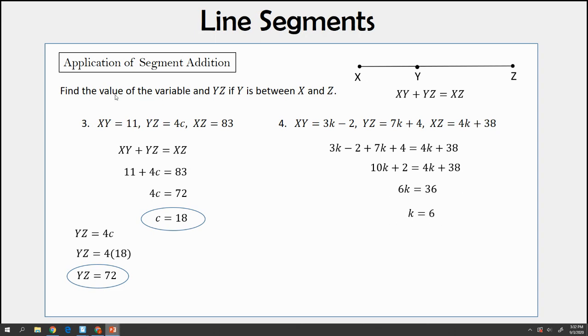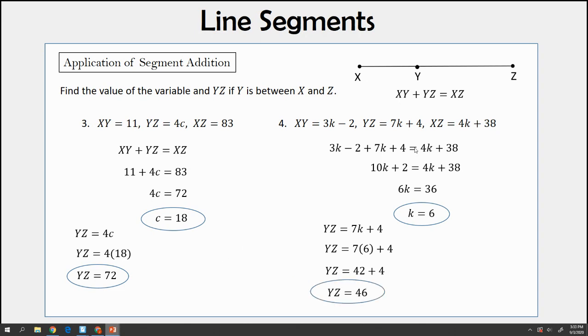Okay, so remember they said you got to find the value of the variable and y to z. So I got the value of the variable. Now I got to get y to z. Well, y to z is 7k plus 4. That's the expression they give us. We now know k is 6, so that's 7 times 6 plus 4, 42 plus 4, so y to z is 46.